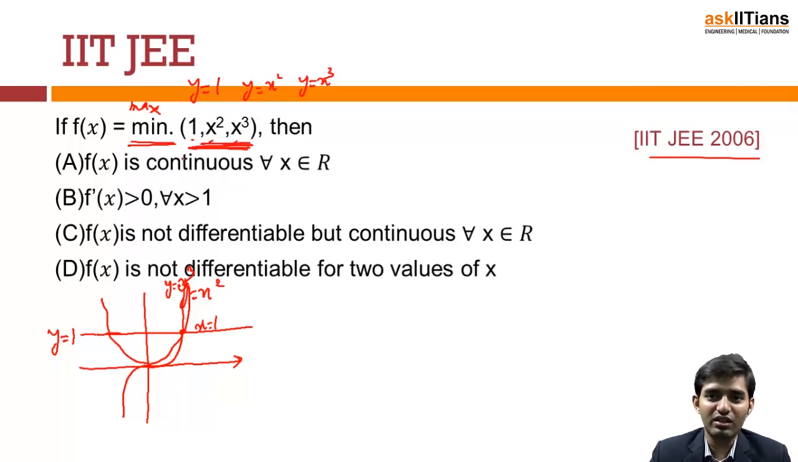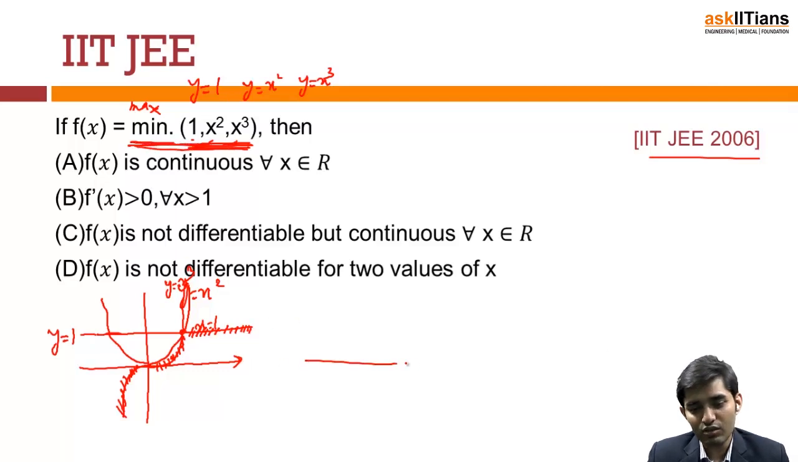The minimum of all these 3 means we have to take the graph which is the lowest one. So which is the graph which is lowest? Here this graph is the lowest, then this graph is the lowest, and after this graph is the lowest. So what will be the graph of the function, minimum of all these 3? The graph of this function f(x) will be nothing but x cube till x equal to 1, and after x equal to 1 it will go like this.